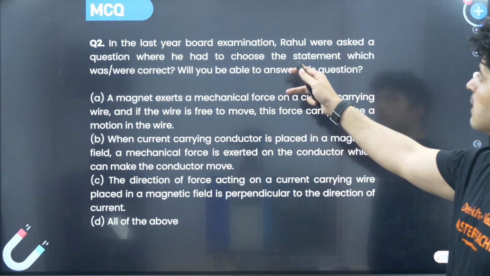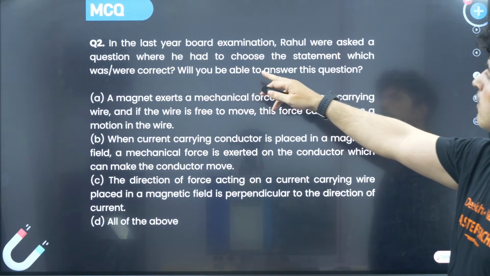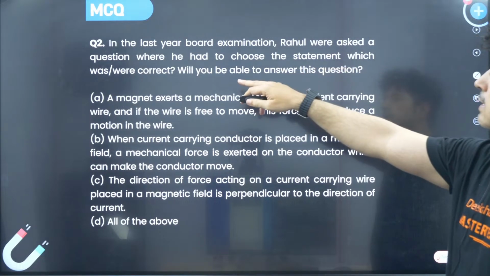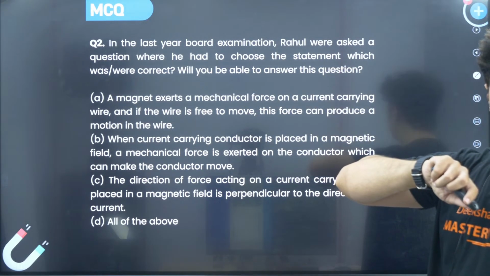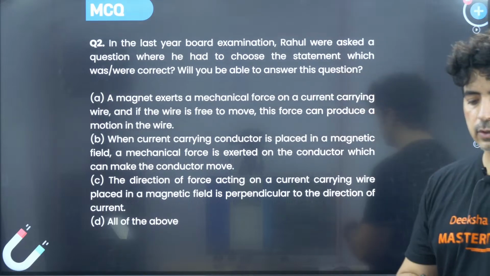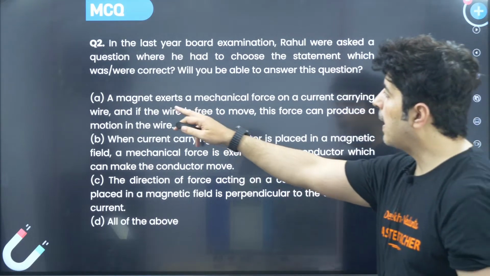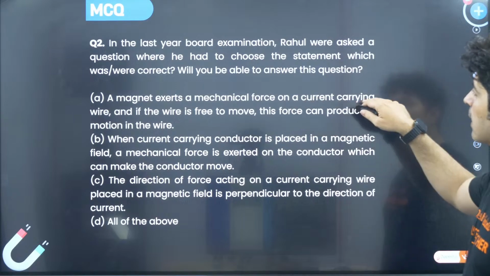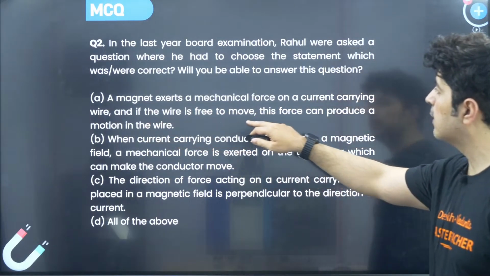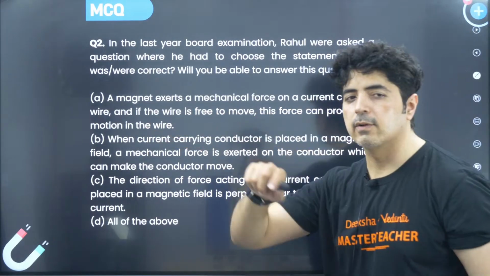In the last year board examination, Rahul was asked a question where he had to choose the correct statement. Will you be able to answer that? A magnet exerts a mechanical force on a current carrying wire, and if the wire is free to move, this force can produce a motion in the wire. Is it correct?